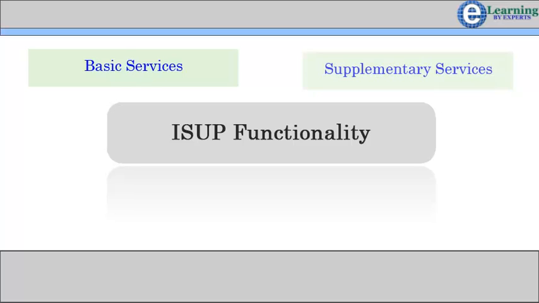ISUP is used to set up and tear down all circuits used for data or voice calls in the public switched telephone network, PSTN, and wireless network. Two ISUP services are: Basic service provides the support for establishing and releasing connections for circuits within the network for the purpose of call. Supplementary services are all other circuit-related services, which typically encompass message transport after a call path is established.